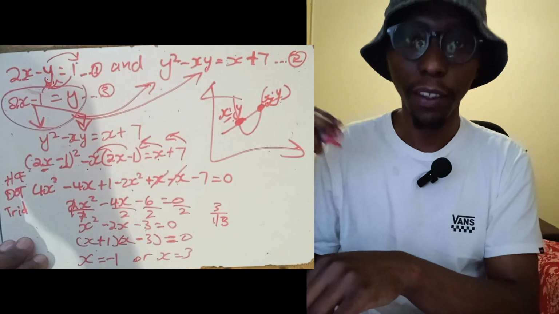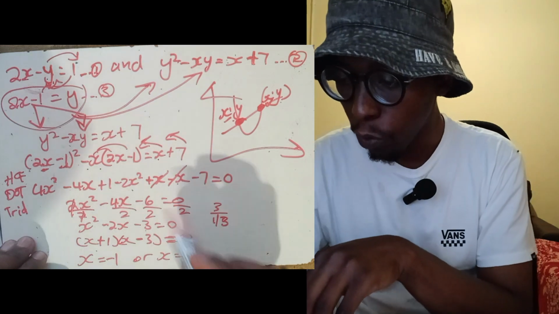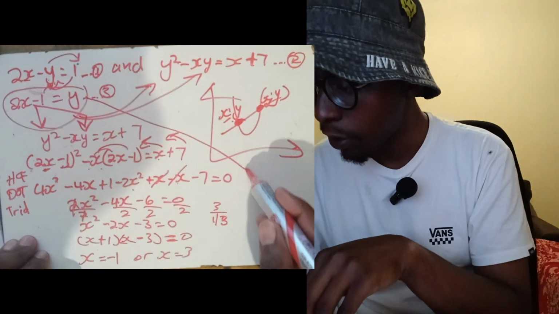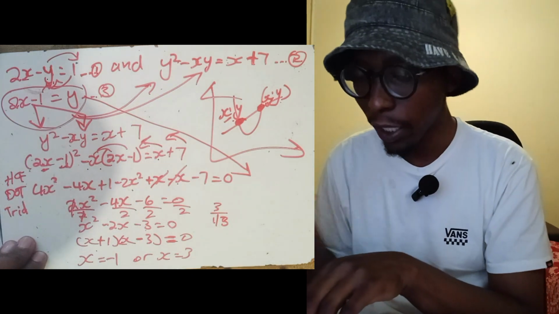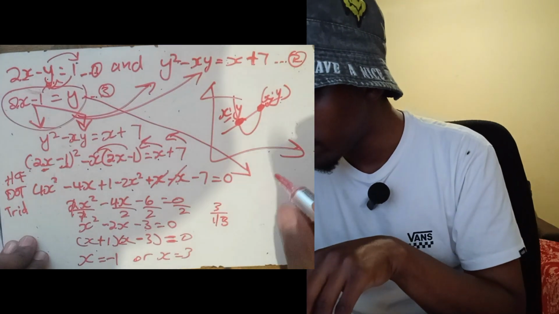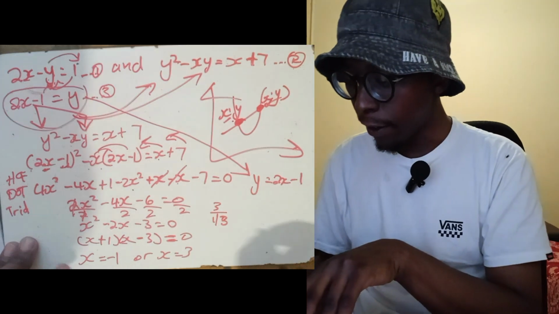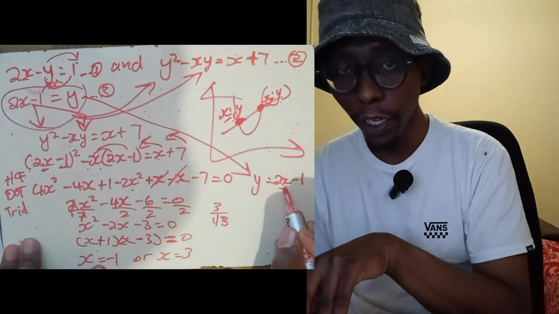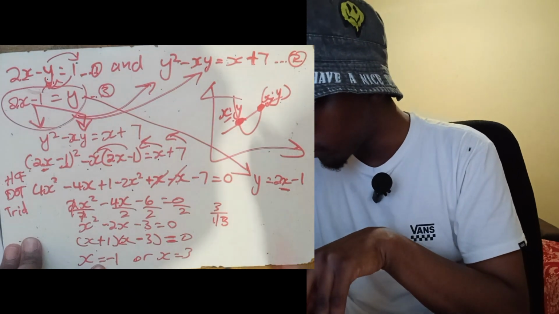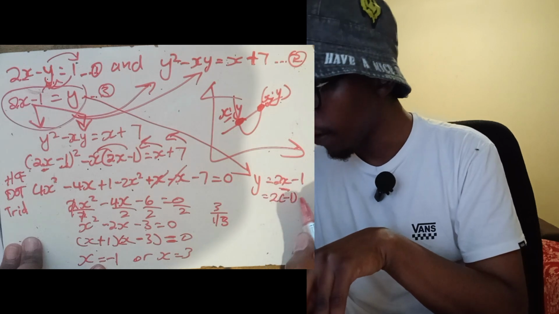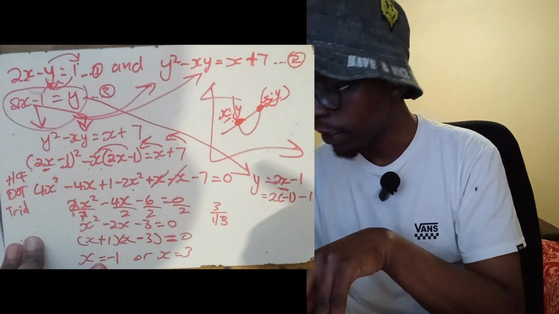But let's solve for x and y simultaneously. So we've solved for x. Now it's time for you to solve for y. Take your third equation. Was it y equals what? You won't struggle with this one. You simply take your third equation, y equals 2x minus 1, and substitute for negative 1. So if I substitute for negative 1, it will be 2 times negative 1, which is negative 2. Negative 2 minus 1 is negative 3.